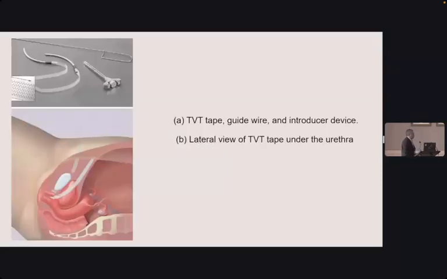The picture on top there is a TVT kit with trocar and the guide wires and everything. Most of us have seen it and most of us have used it. And then the picture at the bottom shows you exactly how it loops underneath the urethra and then out through the pubis area. So that's tension-free vaginal tape. And as I mentioned before, it has a claimed cure rate of 93%.